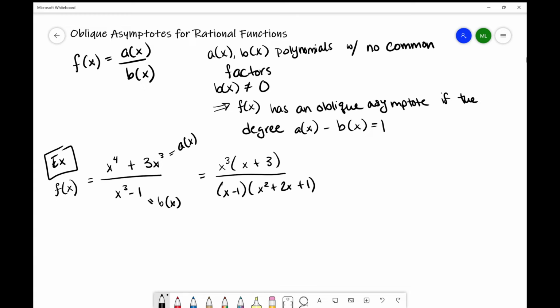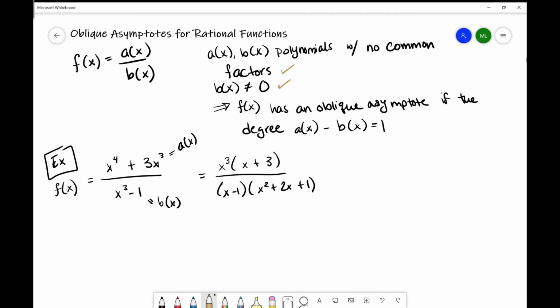See, we have no common factors. x plus 3 can't be canceled with anything in the bottom, neither can the x cubed. Likewise with the denominator, x minus 1 and x squared plus 2x plus 1, we can't cancel anything out. So we already said that they have no common factors, and of course b of x cannot equal 0. That's by default.